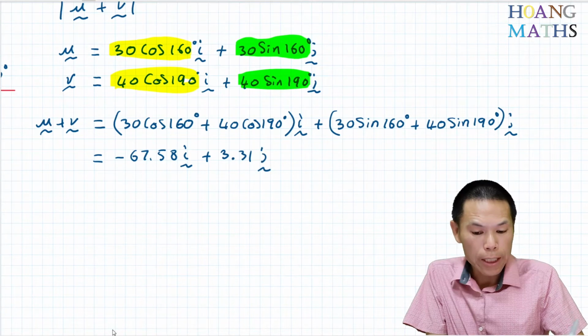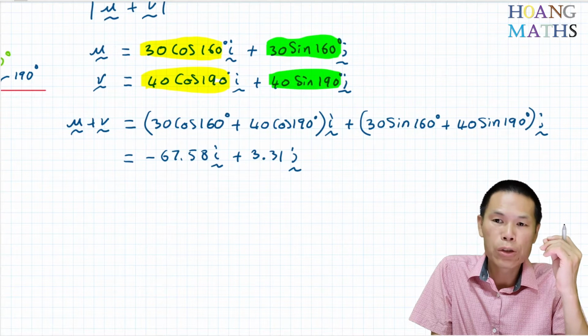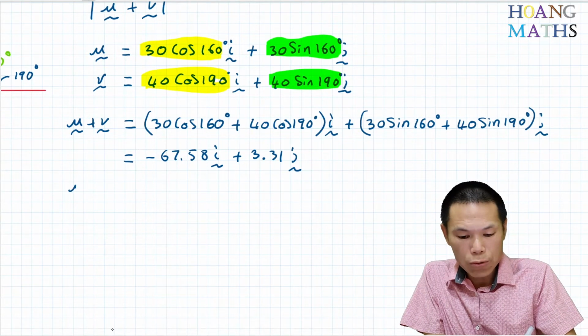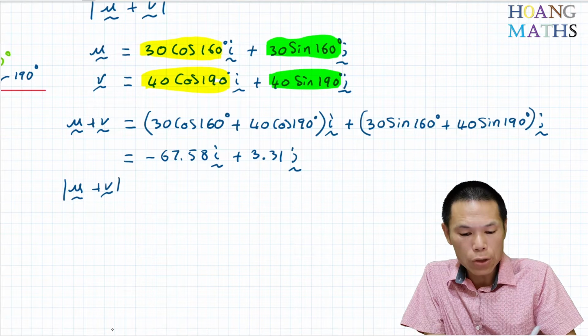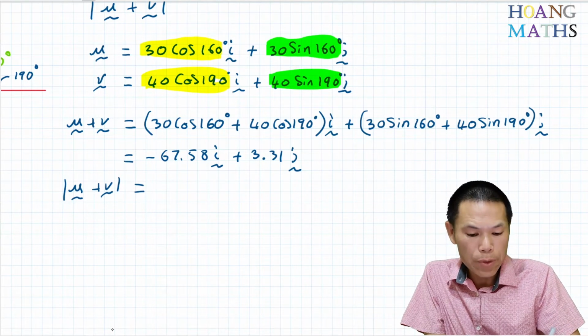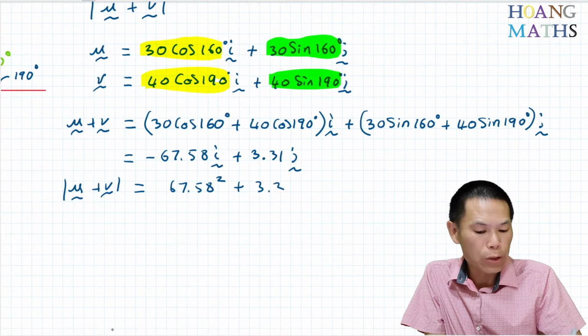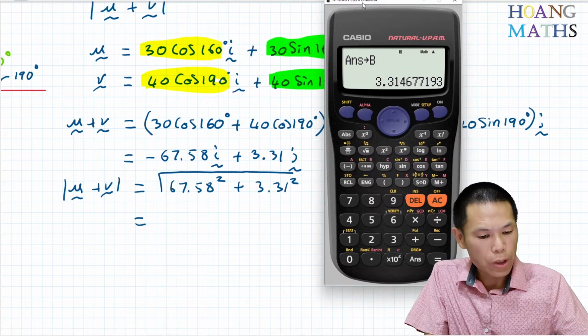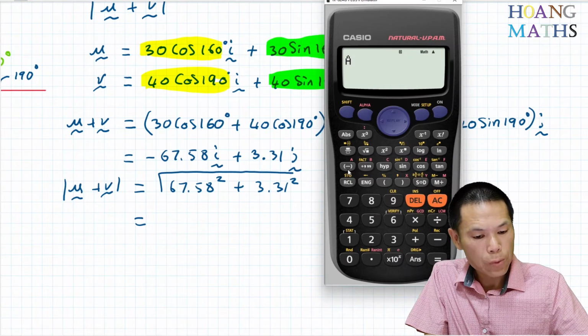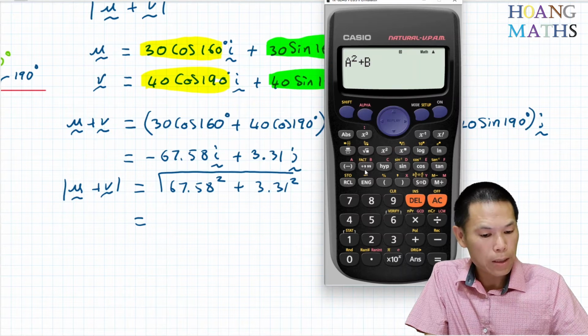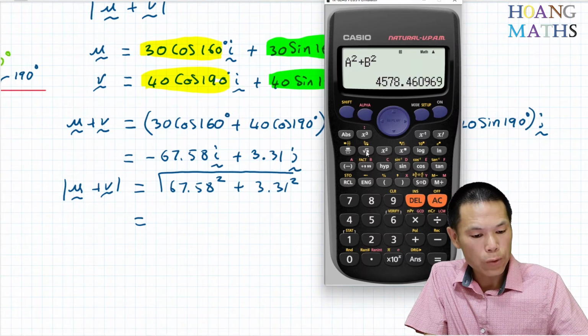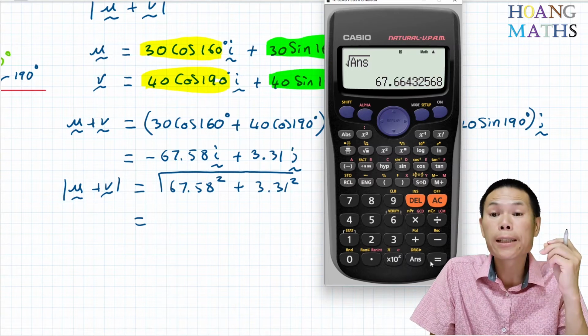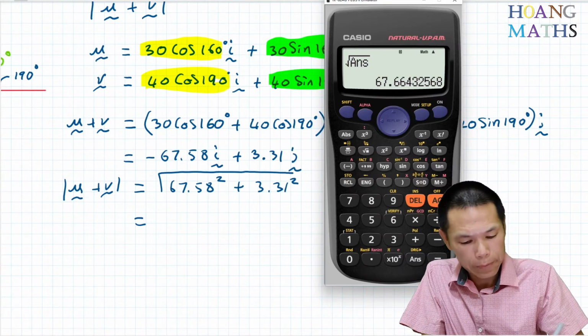So 3.31 j. To work out the magnitude of u plus v, we use Pythagoras theorem: 67.58 squared plus 3.31 squared, and square root, of course. On the calculator, I go alpha A squared plus alpha B squared, and I square root that. That gives me 67.66.